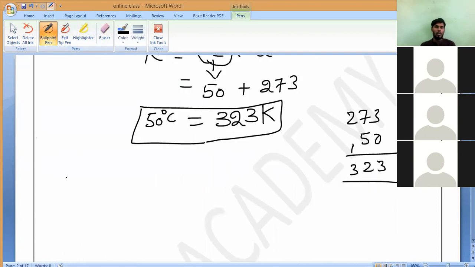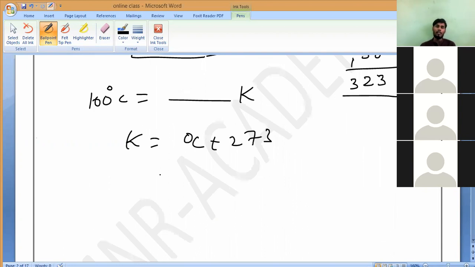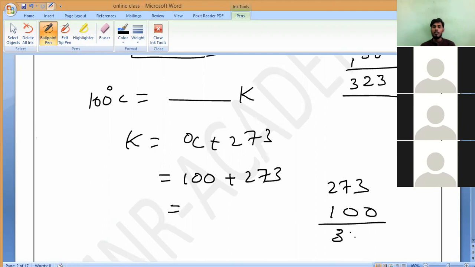See, Mari, given 100 degrees Celsius, which is equal to dash Kelvin. Now you see, Kelvin scale is equal to what? Degree Celsius plus 273. Is it yes or no, Mari? So degree Celsius given is 100, plus 273. So which is equal to how much? 100 plus 273, how much, Kaushik? 373.